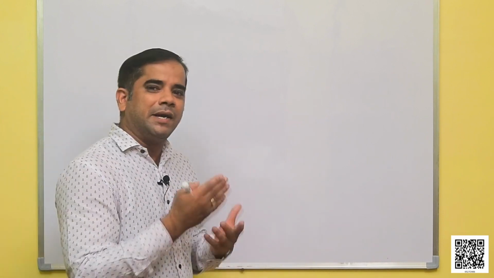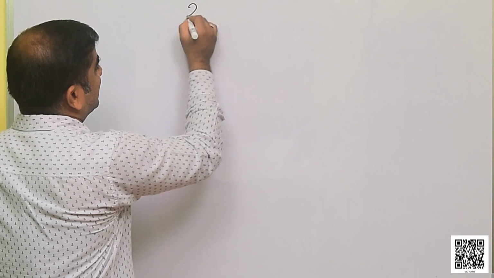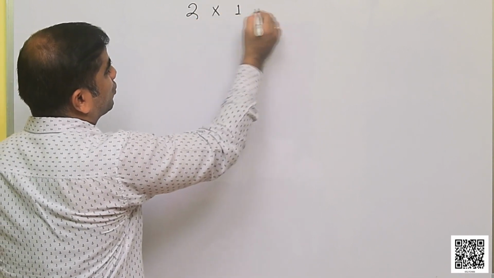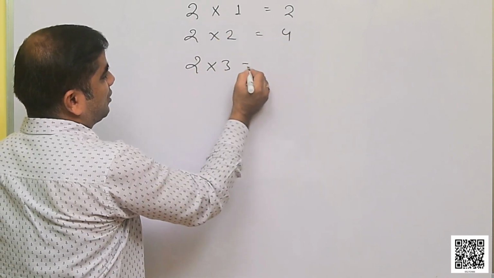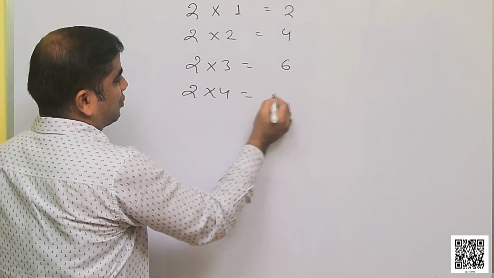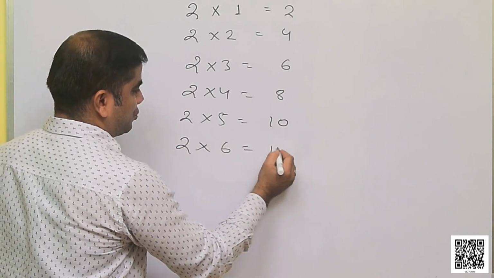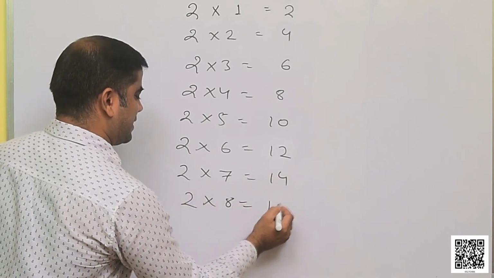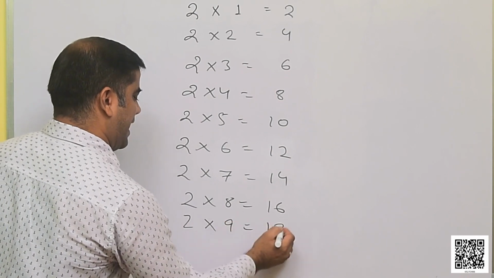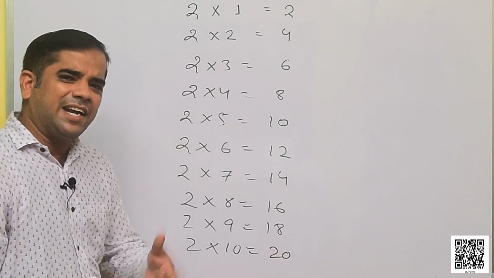Okay, so what is then the multiple? Let's take the example first. We know about the multiplication table, isn't it? We all know about tables, just like for example 2 table: 2 into 1 is equal to 2, 2 into 2 is equal to 4, 2 into 3 is equal to 6, 2 into 4 is equal to 8, 2 into 5 is equal to 10, 2 into 6 is equal to 12, 2 into 7 is equal to 14, 2 into 8 is equal to 16, 2 into 9 is equal to 18, and 2 into 10 is equal to 20. So is there any relationship?